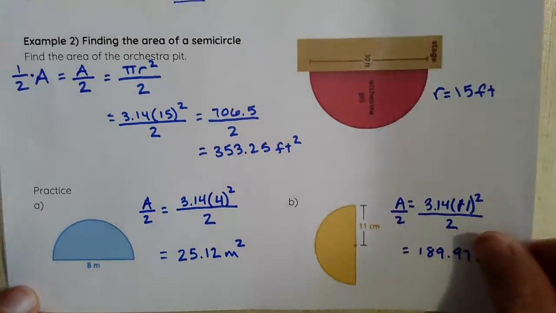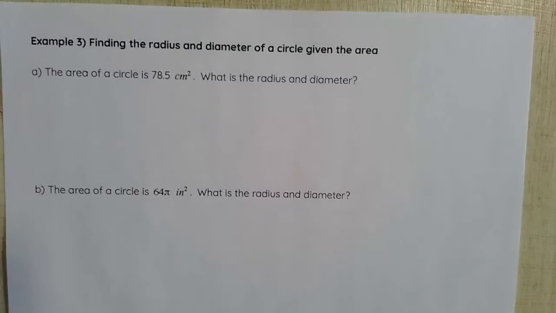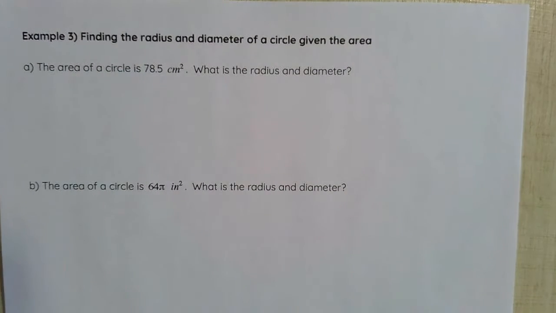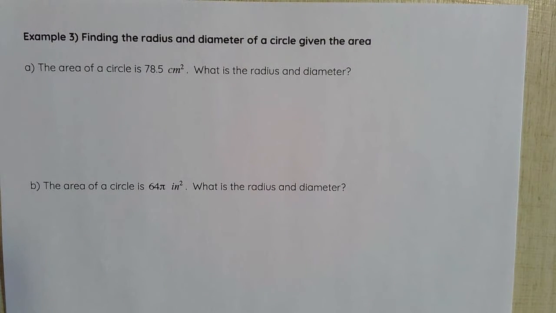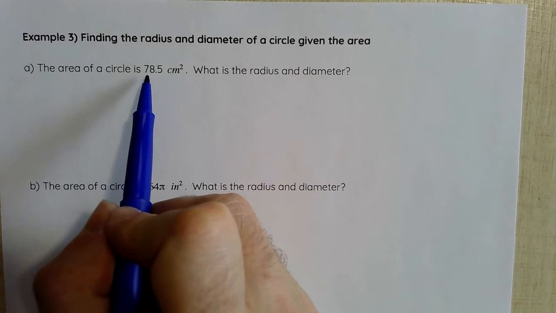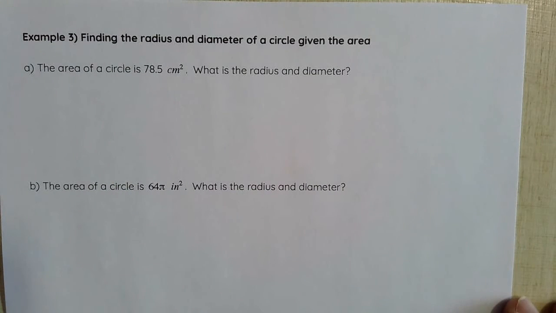All right, we're going to go ahead and take a look at one more piece of area. And we're going to look at using the area formula to find the radius and the diameter of a circle. So we know the area. We're looking for what the radius and diameter would have been. So let's go ahead. We have the area of a circle is 78.5 square centimeters. What is the radius and the diameter?